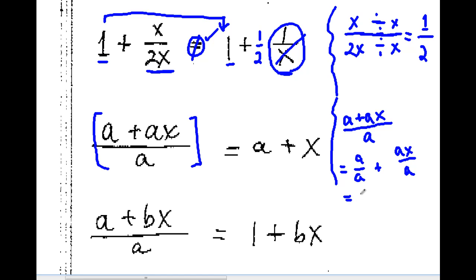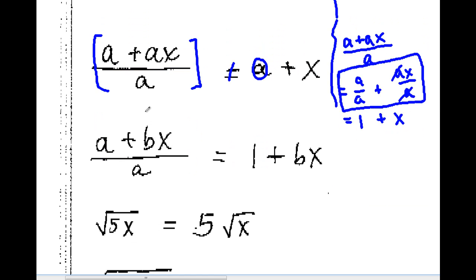A over A is really 1. This one, upstairs, downstairs, is indeed x. So the problem was this one. So the moral of the story is, when you have a simplification, write one more step. It looks like it's taking a little longer, but it's well worth the effort. Let's go on to the next one here.